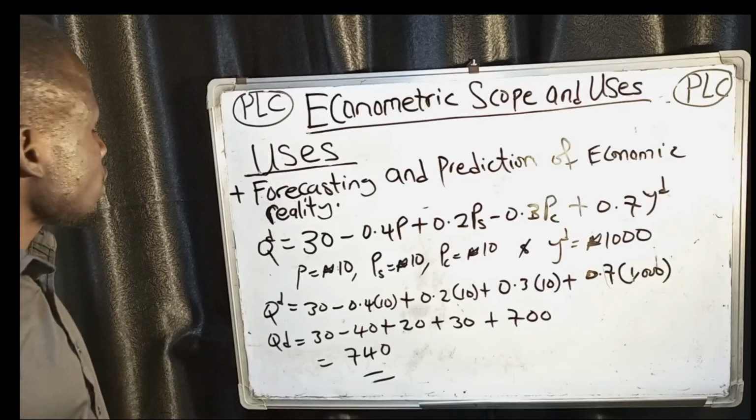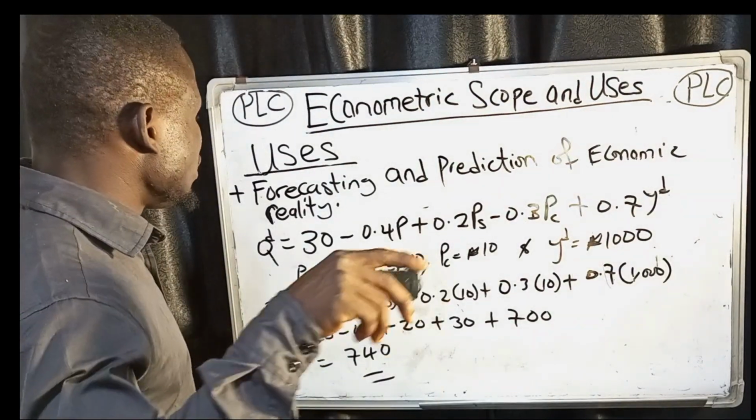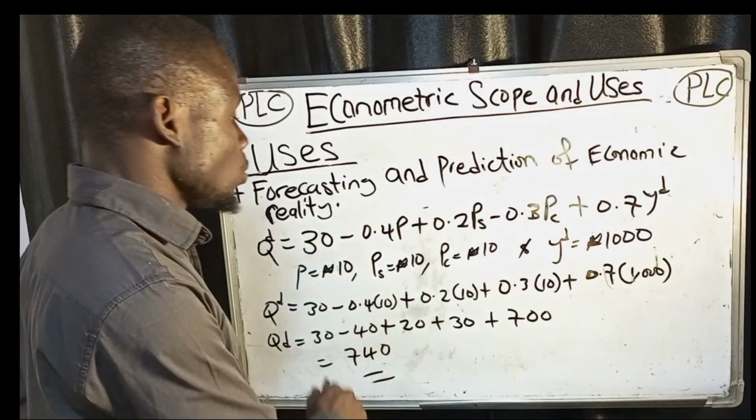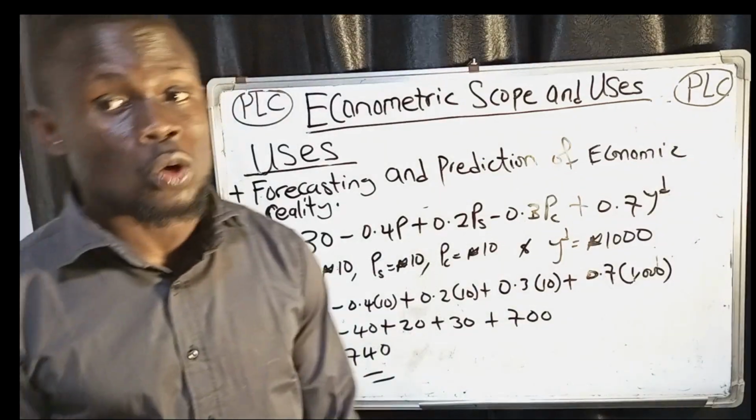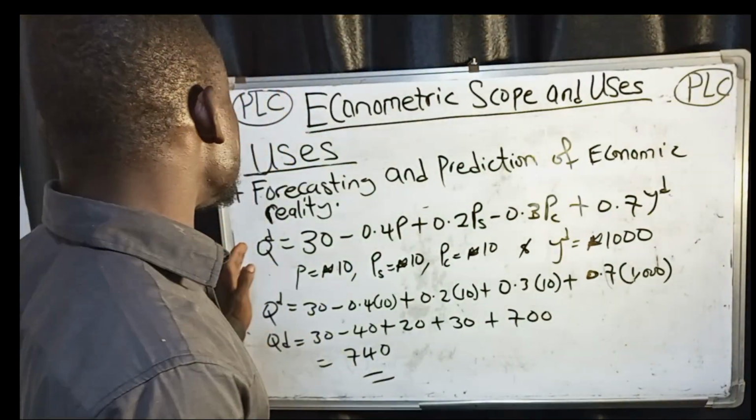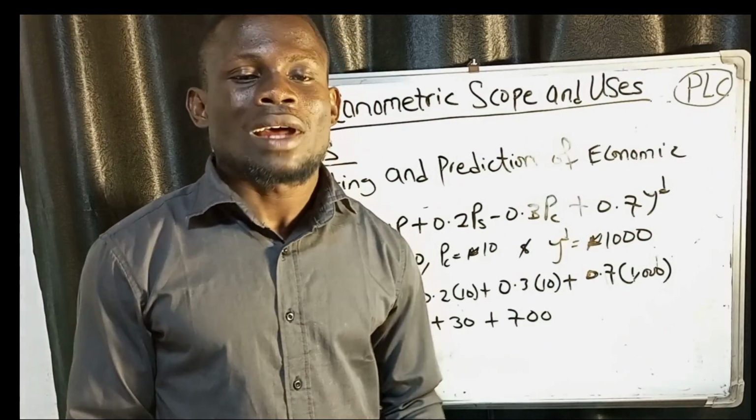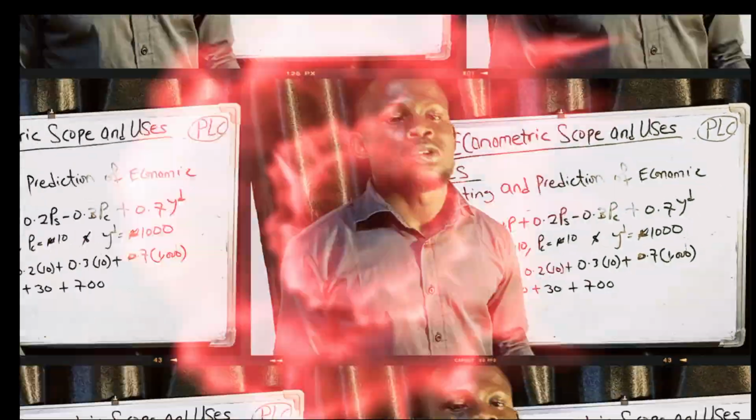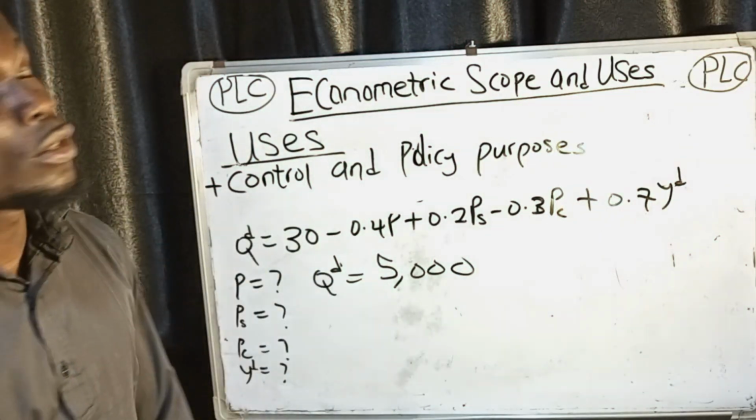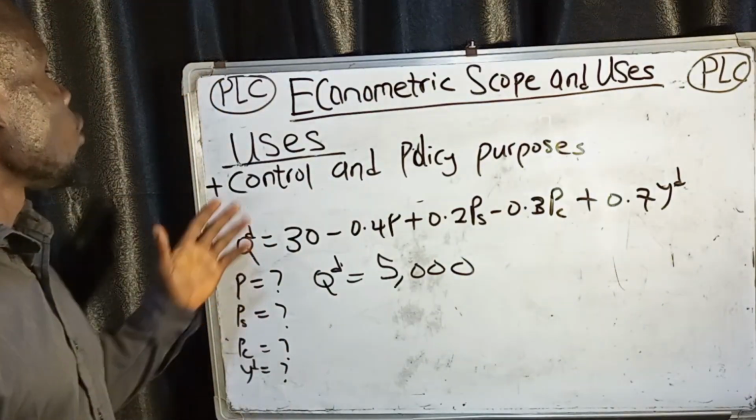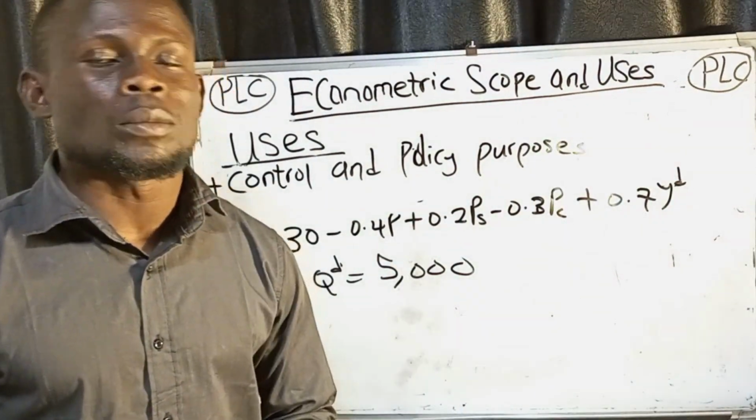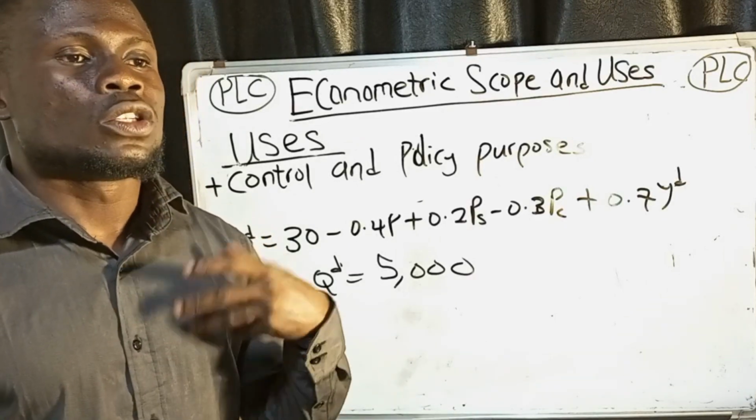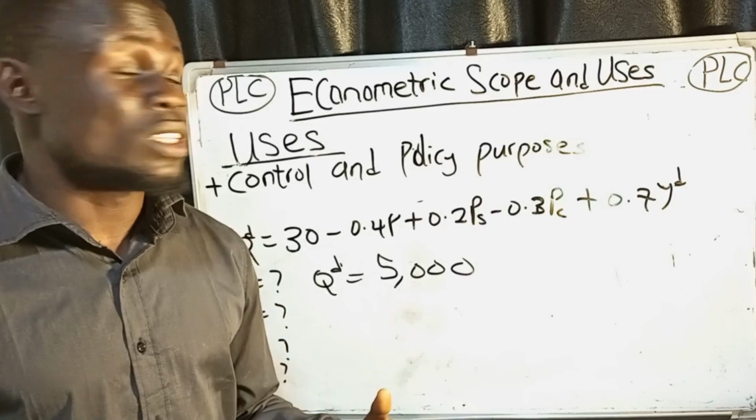And what does that imply? That implies that given the present data, that is, the price of the substitute, the price of the complement, and our disposable income, we can forecast and predict our quantity demanded. So that is simply the explanation for the forecasting and prediction uses of econometrics. Now, one final usage of econometrics is control and policy purpose. What does this imply? After our model has been verified, we can also use it to control or make policies that regulate the economy.